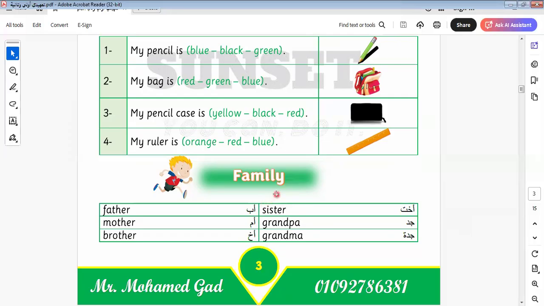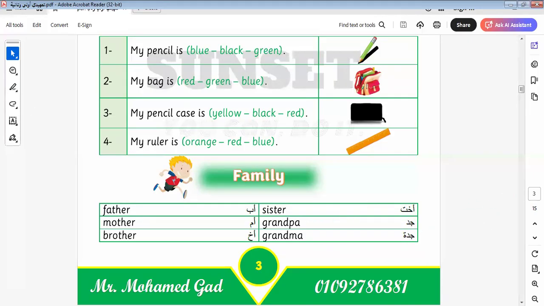Okay, here we talk about the family. Here we have father, mother, brother, sister, grandpa, and grandma. And we took this before. We say grandpa and grandma, we say grandparents, as we took before. I think we took this in Connect, and we know that grandpa and grandma, or grandfather and grandmother, are gathered as grandparents. Okay, let's continue the rest of the exercise.